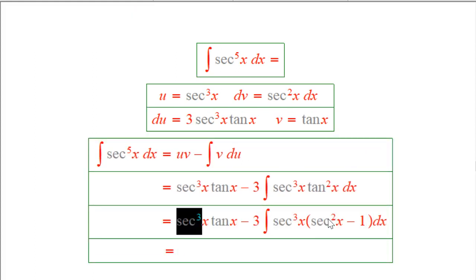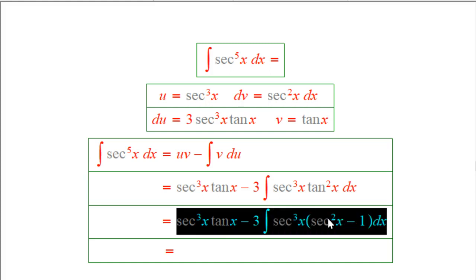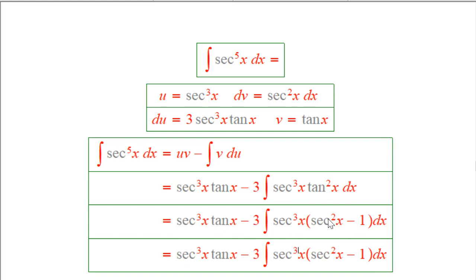Okay, so let me just write that out. I'm going to go ahead and distribute that and even separate it out into 2 integrals. So you've got integral of secant to the 5th x dx, and then plus the minus sign. When I separate this out, it's going to cancel, and you get plus 3 integral of secant cubed x.